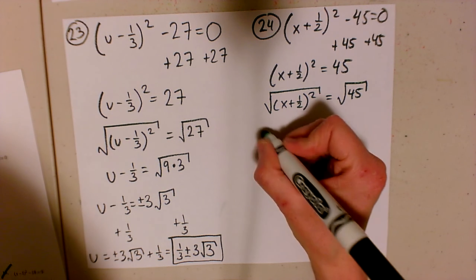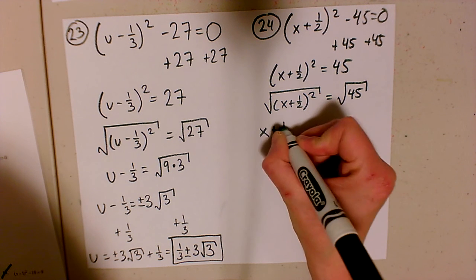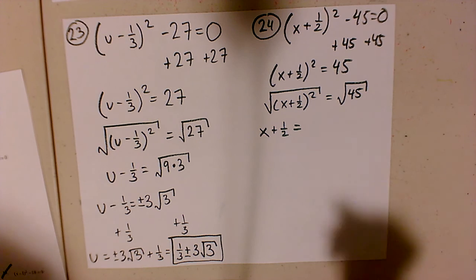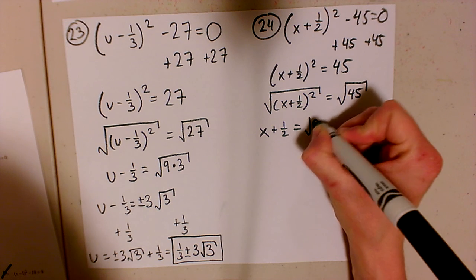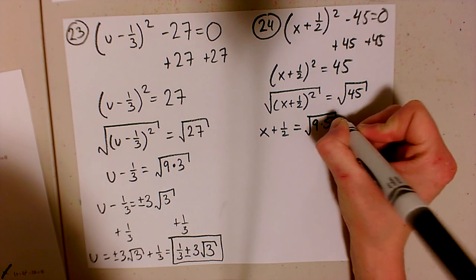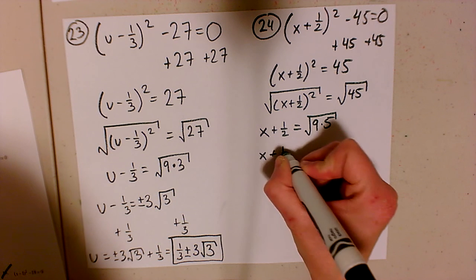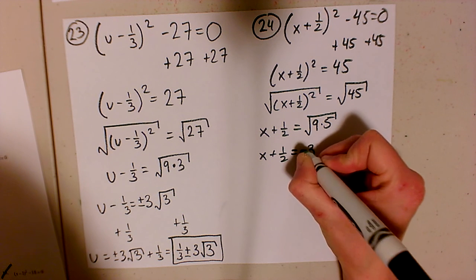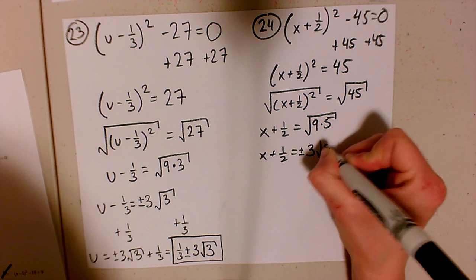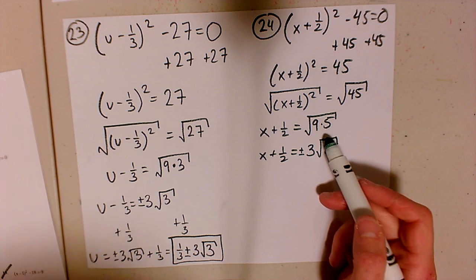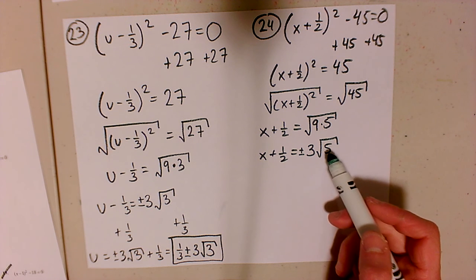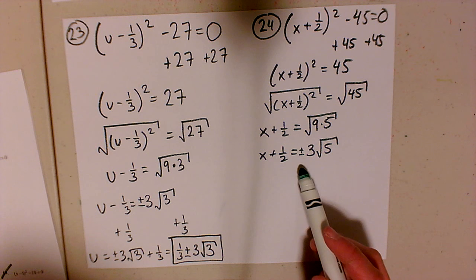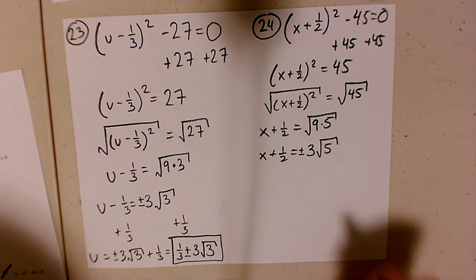Okay, so on the left, we will get x plus 1/2 all by itself. And then on the right, well, the square root of 45, we can break that down into the square root of 9 times 5. So I get x plus 1/2, and the square root of 9, we can pull that out, that's 3, and we'll throw a plus or minus in front of it. Now the 5 that's on the inside, we can't take the square root of 5, so we'll have to leave that inside the radical. So right here we have x plus 1/2 is plus or minus 3 root 5.